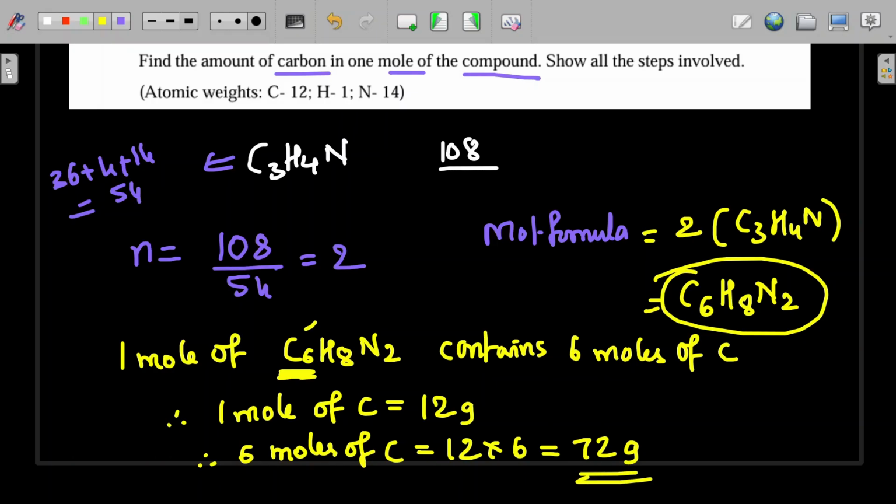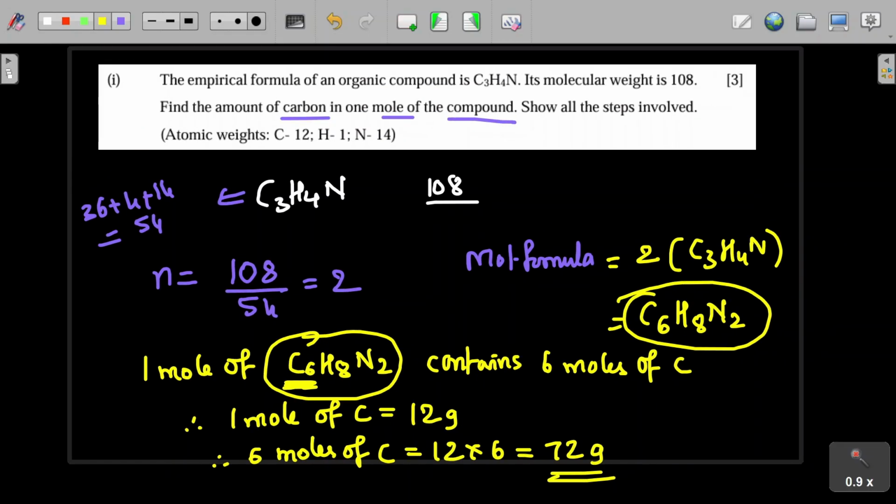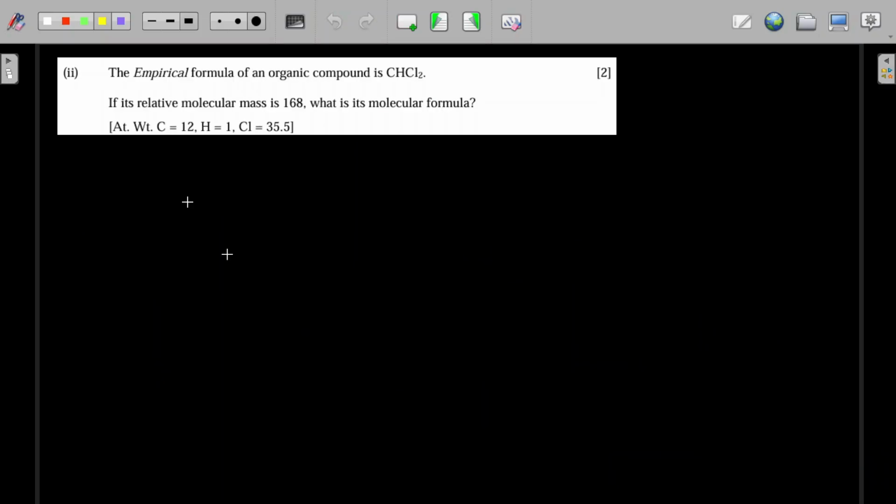So whenever they give you the formula and ask you the number of any particular element in that, whatever the subscript is, that will be the moles of that element in 1 mole of that particular compound. Instead of carbon, they may ask you the amount of hydrogen in 1 mole of this compound. So it is 8 moles of hydrogen atoms, right? And here 2 moles of nitrogen atoms. So multiply it by its atomic mass. Understood now this one? Any confusion? Okay.